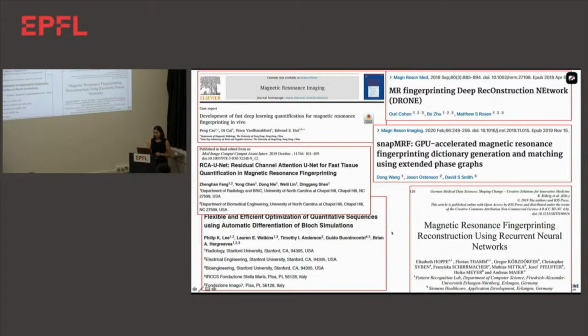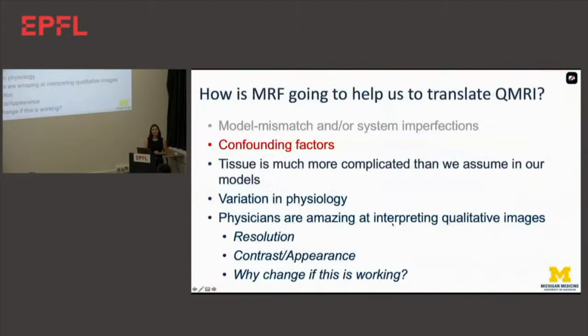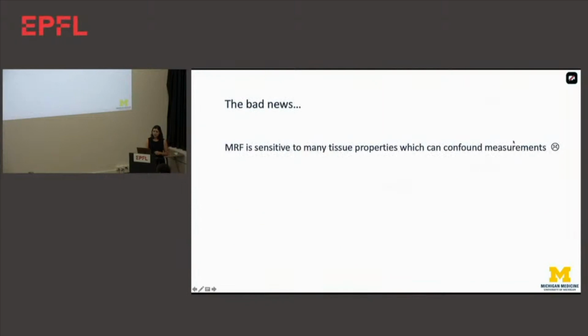Okay, what about confounding factors, like other tissue properties that are messing up our acquisitions? So again, the bad news is that fingerprinting is sensitive to a lot of different tissue properties, and those can confound our measurements, exactly like conventional techniques.